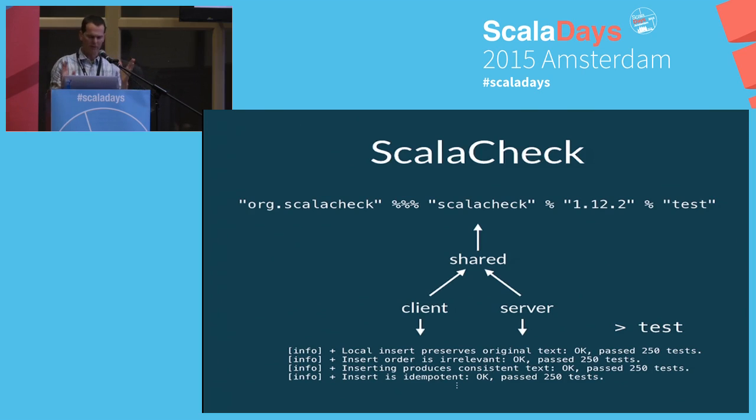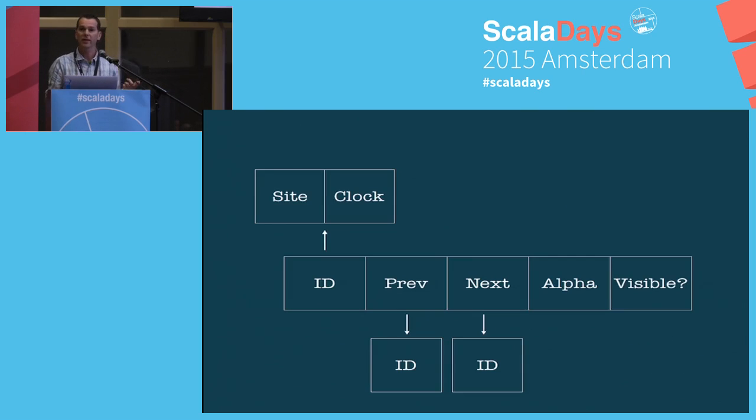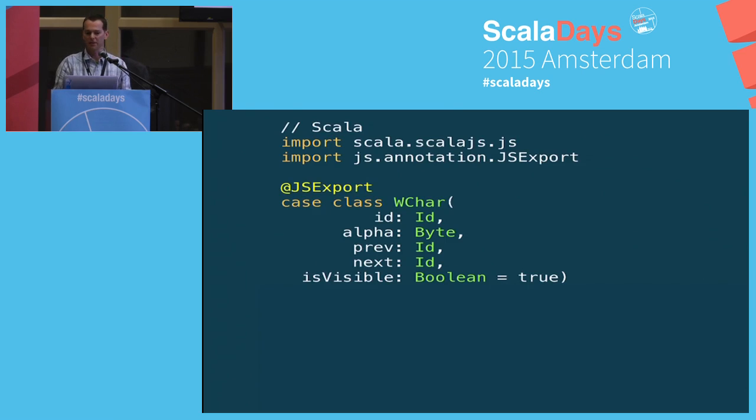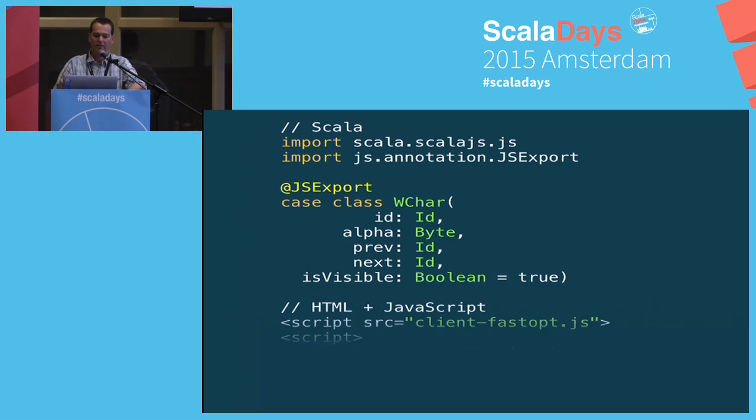So we've spoken about build, let's look at some code. Remember this data structure from earlier? So we can represent that as a case class. The only weird thing I've done here is mark the case class as being exported with this JS export annotation. And what that's going to do is when I run fast.js, it's going to produce a JavaScript file. And I can include that JavaScript file in some HTML. And then in JavaScript, I can call what I've exported.